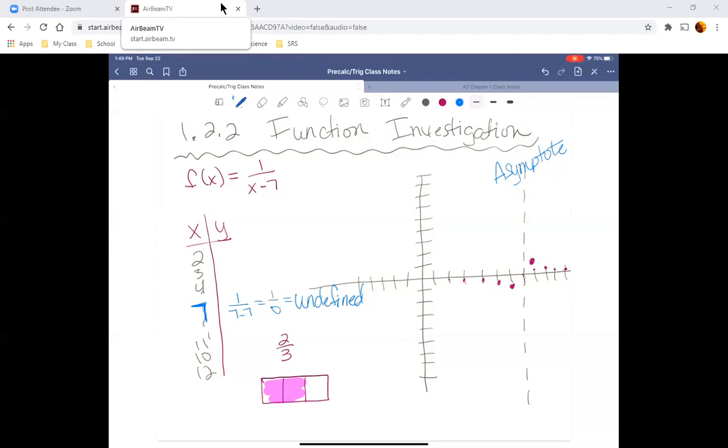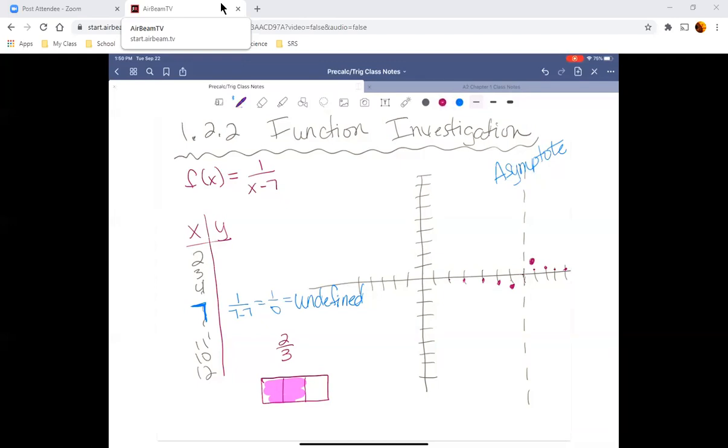Which we found out we can never be 7 because it's undefined. So we can get really, really close to 7, but we can never be 7. How many of you guys wish you could go back and be 7 again? All right, no.